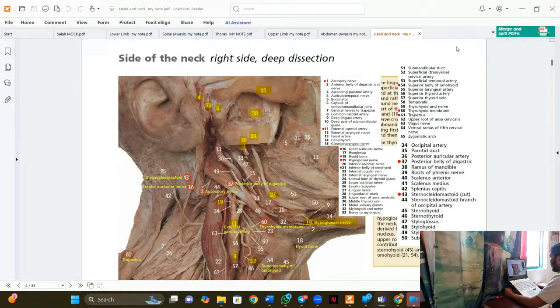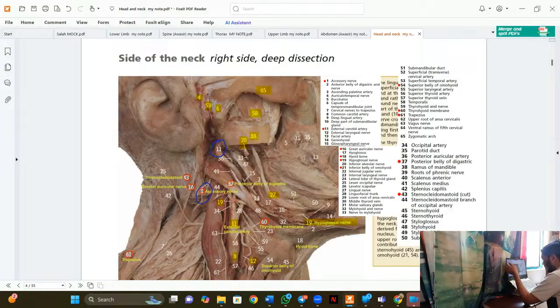In this picture, we'll see only the red dots. Here, number 1 is the accessory nerve. Where is number 1? This is the accessory nerve. Number 11, this is the external carotid artery.